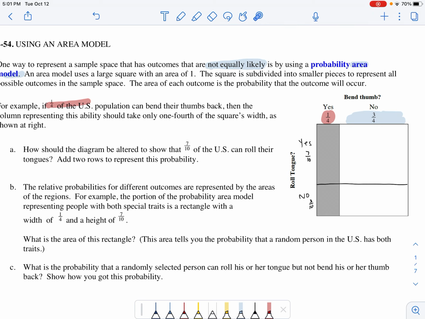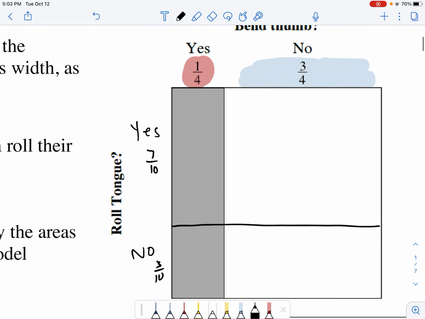And then the relative probabilities for different outcomes are represented by the areas of the regions. The probability area model representing people with both special traits is the width of 1/4 and a height of 7/10. So to find these, I'm going to multiply these probabilities together. Little mini fraction lesson: to multiply fractions, I multiply numerators and denominators. 7/10 times 3/4 is going to be 21/40.